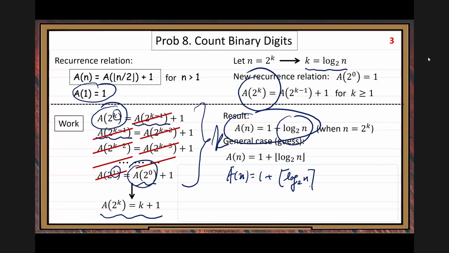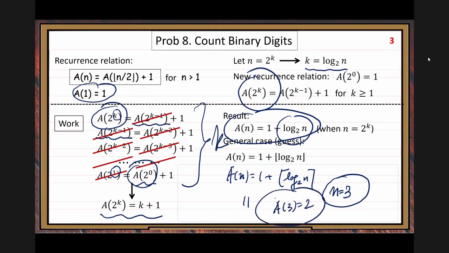Try some simple cases, because we want to see the difference between the floor function and the ceiling function. So you have to try some n that is not a power of 2. How about n equals 3? It's not a power of 2. When you write the binary expression, 1, 1, the number of bits is 2. So A of 3, you can easily see, equals 2.